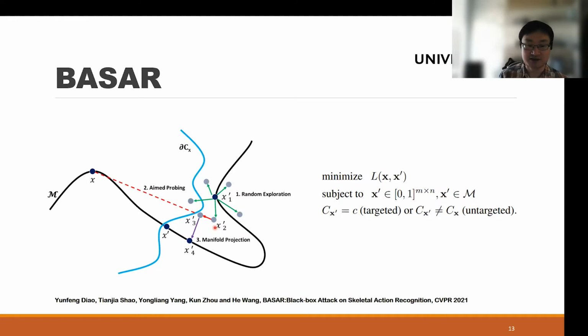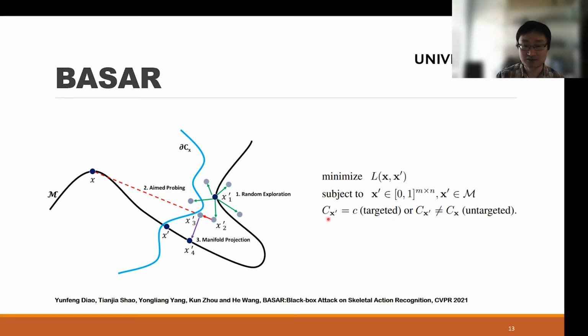So the specific method here is very simple. I'm going to give you a high-level review. Imagine you have a classifier boundary, which is indicated by the light blue line here. Then imagine you have a motion manifold, which is represented by M, the black line here. Given motion X, we want to compute its adversarial sample, which is X prime. We propose to compute X prime by optimizing this function. We're minimizing the difference between X and X prime with respect to a certain loss function, subject to the adversarial sample being contained within a high dimensional box, while saying that X prime has to be on the motion manifold. I'll give you more details later.